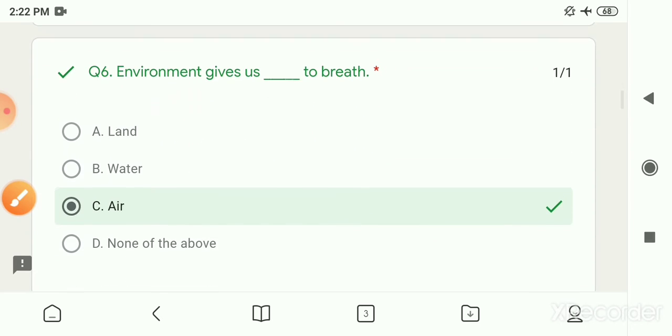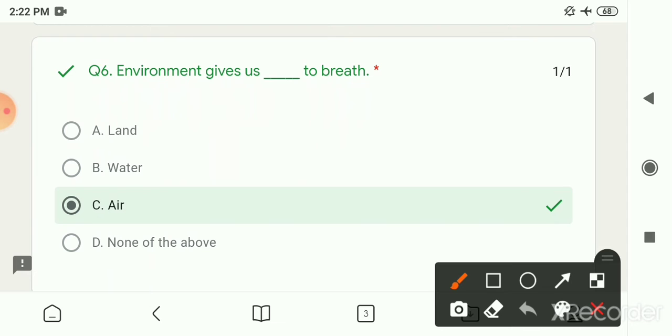Next sixth number: environment gives us blank to breathe. What does it give to breathe? The options are land, water, air and none of the above. So again your answer is option C, that is air. Environment gives us air to breathe. Because of the air we can breathe in oxygen, so it gives us air to breathe.